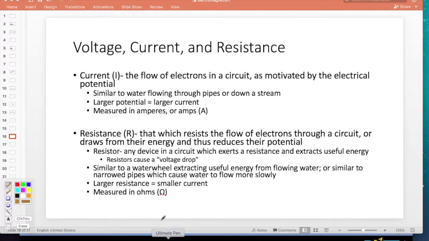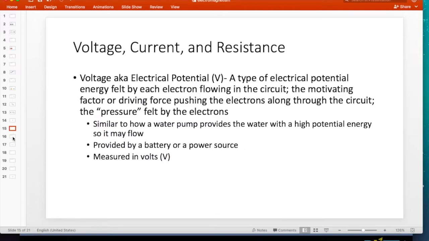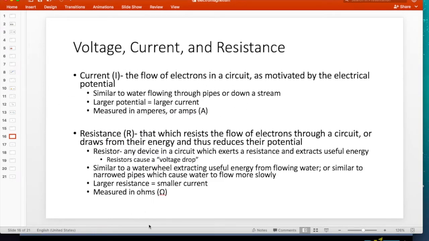My next variable that I'm going to study is known as current. Current has an abbreviation I. Capital I is current. Current is defined as just the flow of electrons. So remember with my water example, the pump provides high potential energy, high pressure. As a result of that, we get a flow of water. The battery provides voltage. As a result of that, we get a flow of electrons. We call that flow the current.